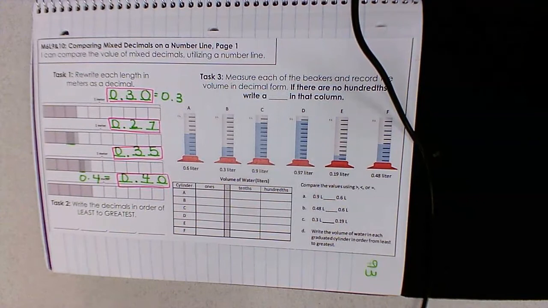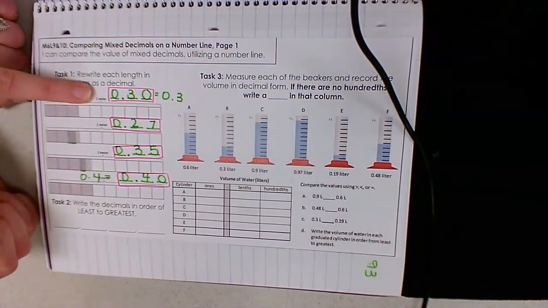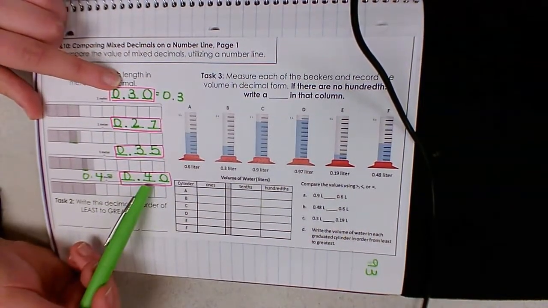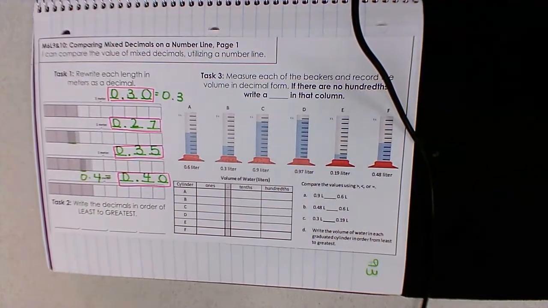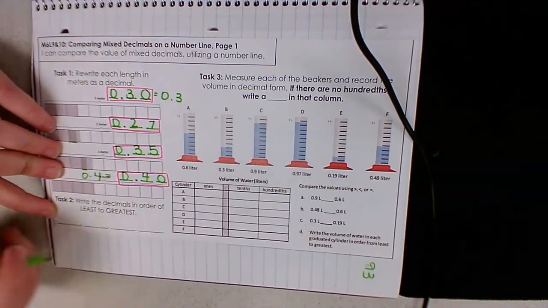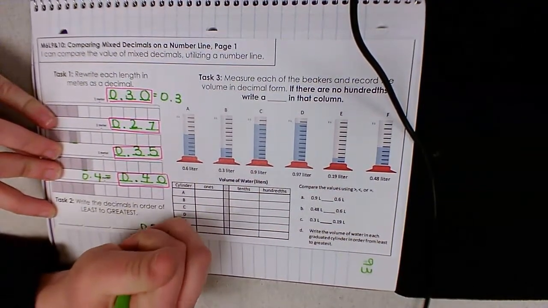First, I'm going to check that whole number and see if any of these have a number greater than 0. They don't, so now I'm going to move on to my tenths place. Which one has my largest tenths place? That is 0 and 40 hundredths. Now we're going from least to greatest, so my greatest, my 40 hundredths, will go all the way at the end over here.